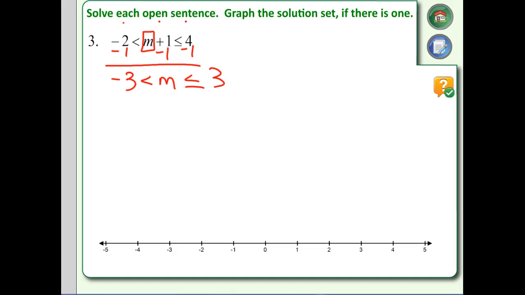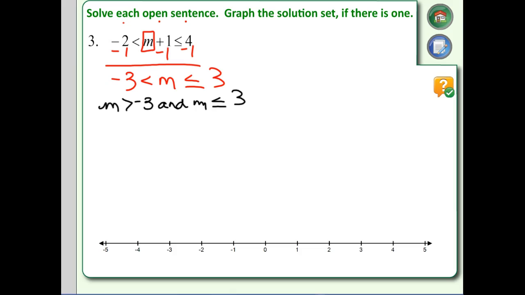Okay, so we've solved our inequality. We got m alone. Now this means that m has to be greater than negative 3, and m has to be less than or equal to 3. So how do we graph that?